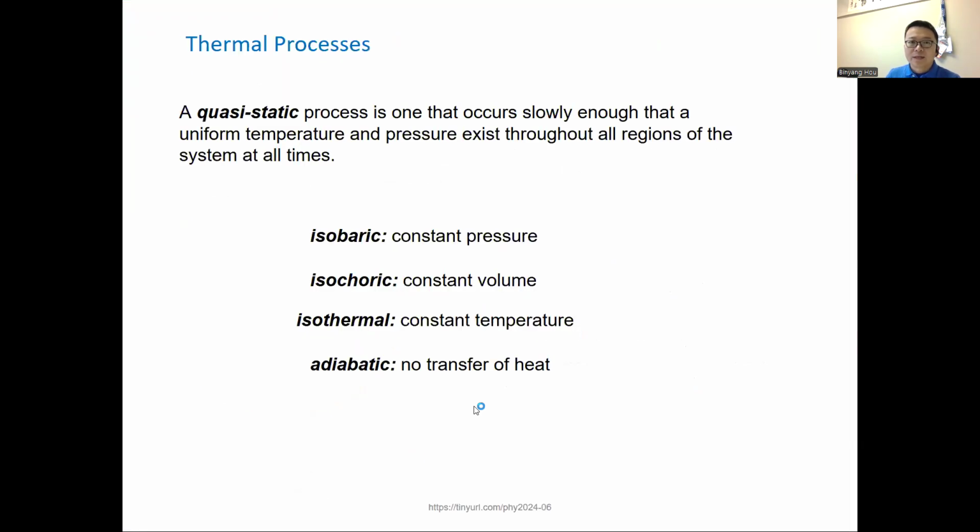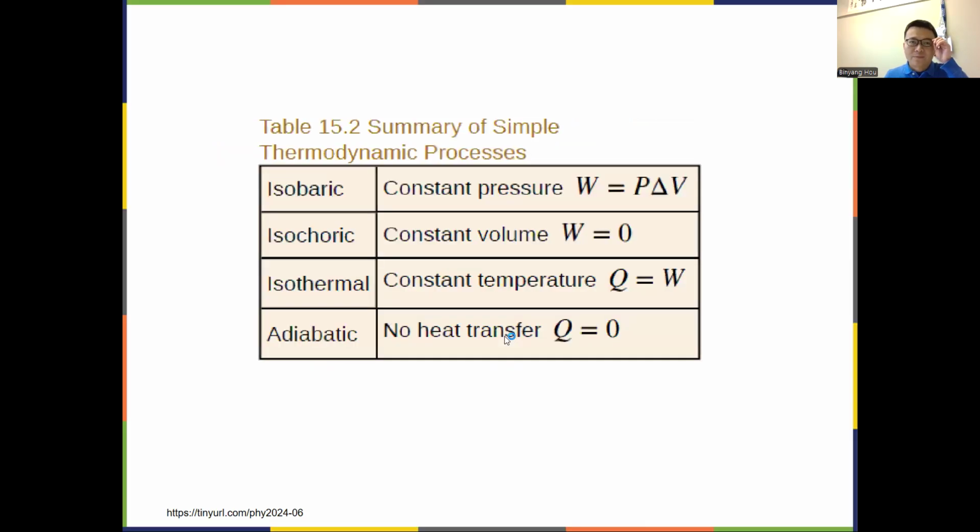And then we also talked about some simple thermal processes. So these are ideal processes, and there are four of them. Isobaric, which means constant pressure, pressure is not changing. Isochoric, which means volume is not changing. Isothermal means temperature is not changing. And adiabatic, that means no heat transfer in or out of the system.